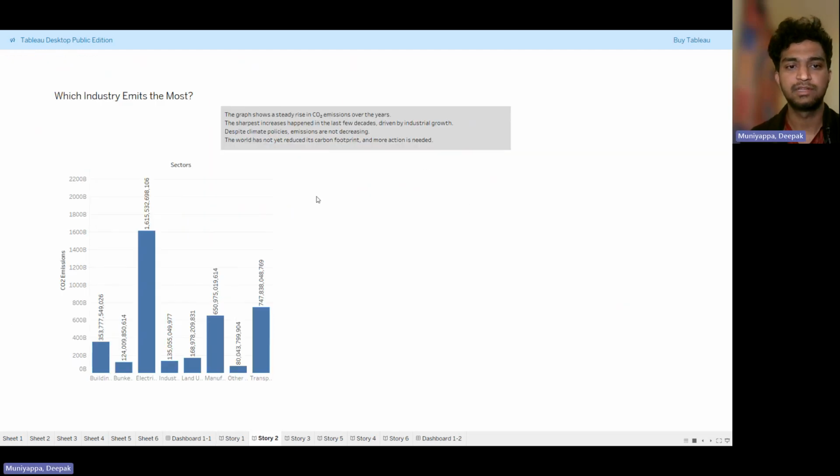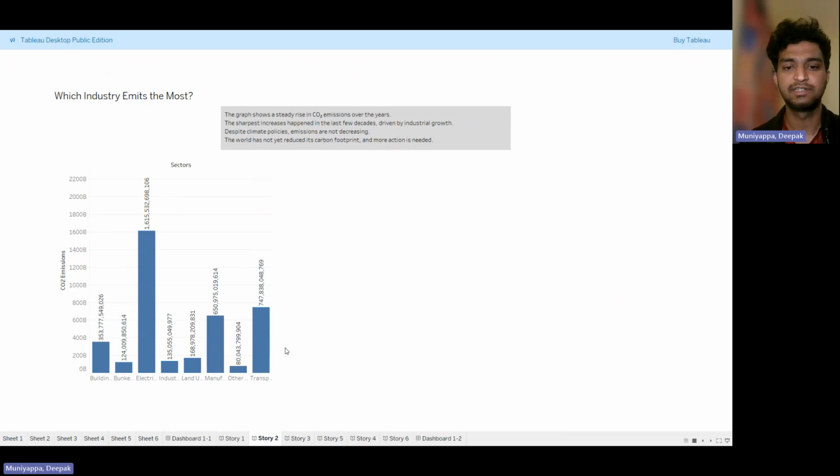So yeah, to better understand where these emissions are coming from, we need to break down the sectors. So here we have a few sectors like energy production, transportation, and manufacturing. This visualization categorizes emissions into these different industries. What we find is that the energy sector is the largest contributor, followed by transportation and manufacturing.